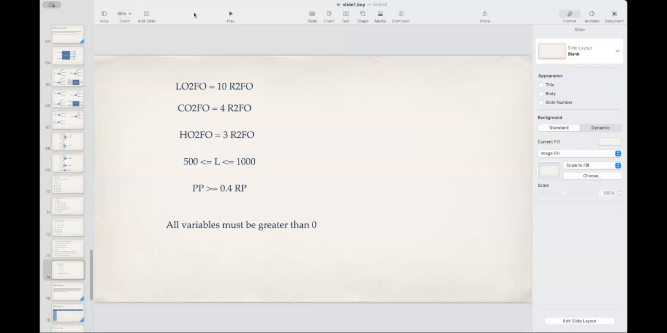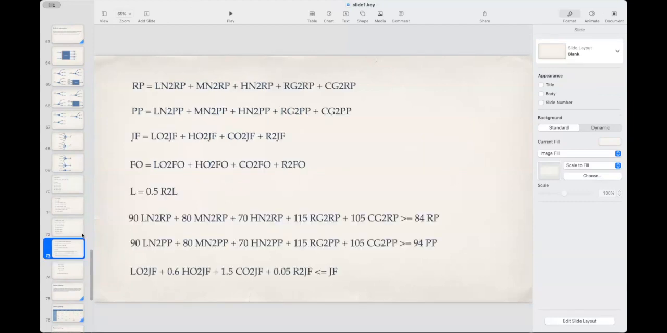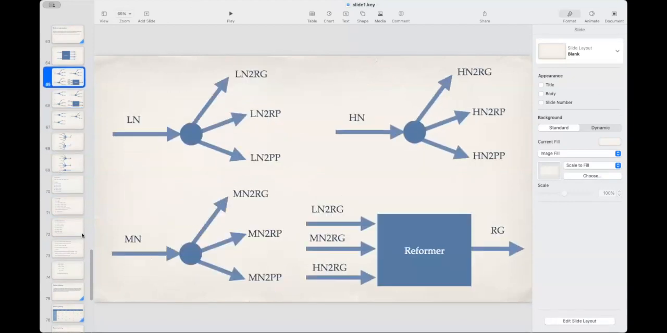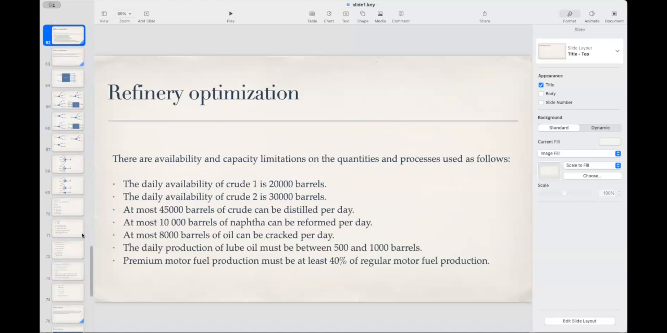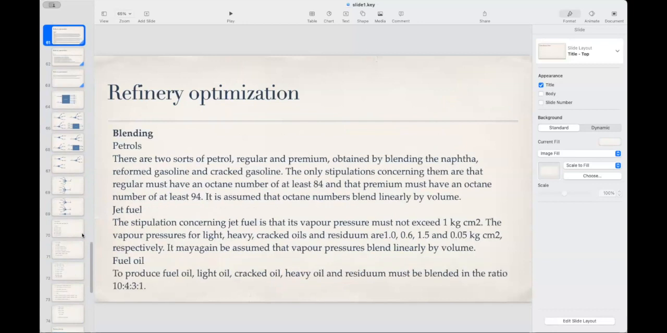Okay, good. So any questions? Then we will solve the problem. But let me check again if we missed some constraint. 8,000, we handled this already, and then 20,000, 30,000. Okay. Yes, and light oil, cracked oil, heavy oil. Yes. Light, heavy, and cracked. Yes.